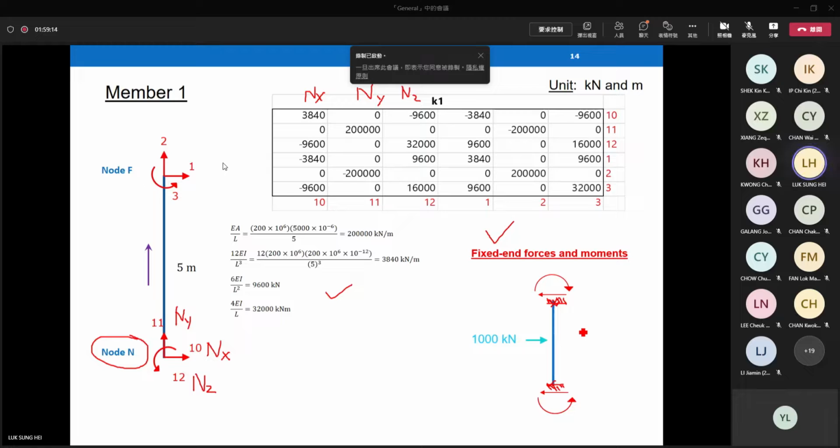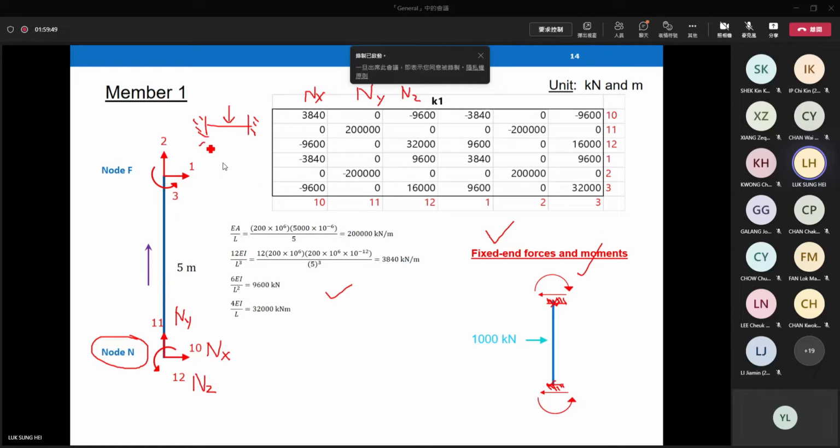When you calculate the fixed end force and fixed end moment, you can treat this member as a fixed end member, fixed at the top and fixed at the bottom, and then put down the fixed end force and fixed end moment in this manner. In the notes, I give you one picture of a horizontal member under concentrated force at the middle. You just rotate this picture by 90 degrees, then it becomes the picture on the bottom right hand corner.